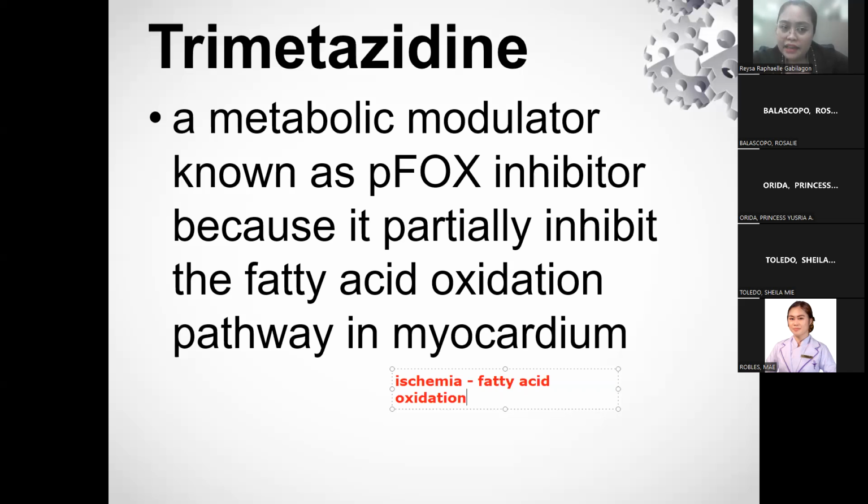So, ang gagawin natin through the drug trimetazidine, we will inhibit the fatty acid oxidation para mag-shift yung energy supply in the heart sa carbohydrates. So doon tayo sa glucose oxidation. This is the reason why we are inhibiting the fatty acid oxidation, for the heart muscles to get the energy sa glucose kasi mas malakas siya na source of energy.